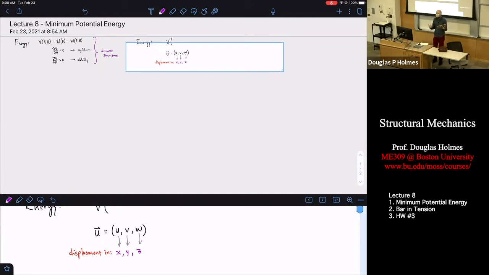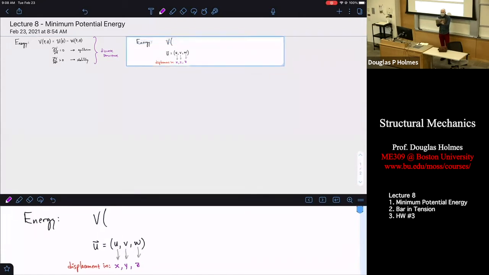We're going to use this notation of saying I have a displacement vector. We'll call it u with the vector notation over it, and it's going to have three components: displacement in x, little u; displacement in y, little v; and displacement in z, w. We've already been using this notation, but I haven't explicitly specified it.